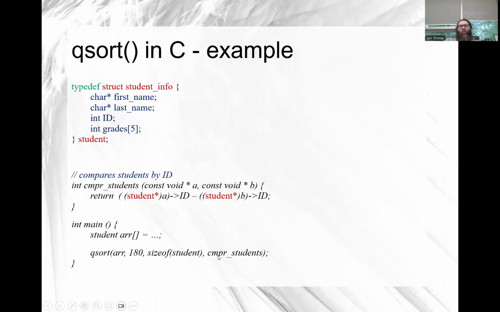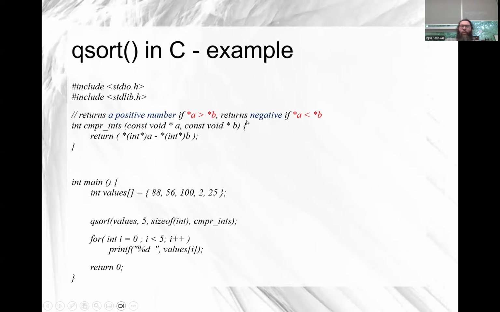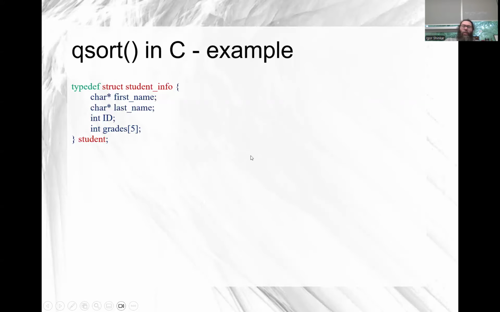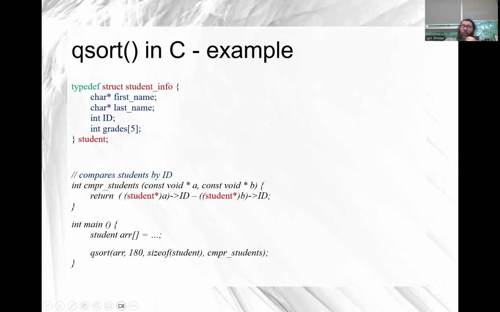And then we tell it how to compare the students. And how do we compare the students? We take the first student's ID, we take the second student's ID, and we do first minus second. If A has a smaller ID, it will be a negative number, which means A should come first. And if A has an ID that's greater than the ID of B, A will come after. Okay, so I hope these two examples, one with comparing students and one with comparing numbers, are clear.